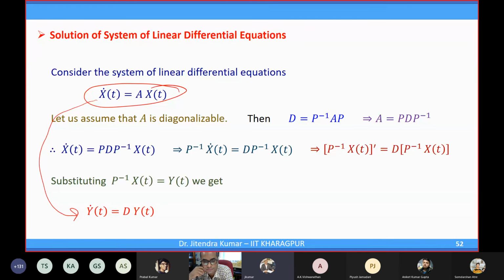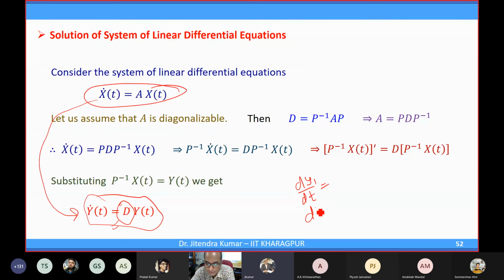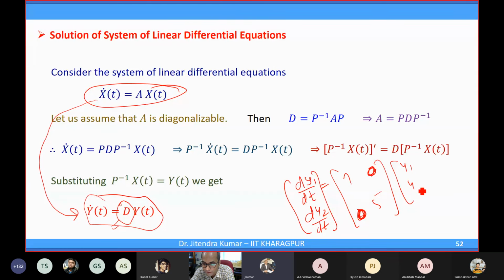Sir, all the equations became independent of each other. Yes, absolutely correct, because here the D is sitting. So just take a close look at what these equations are now. We have the first equation, dy1/dt is equal to, because here the diagonal entries will be there. Second we have dy2/dt. Let me write it down in matrix form. D is a diagonal matrix, something like 1, 5, and then you have here again y1, y2.